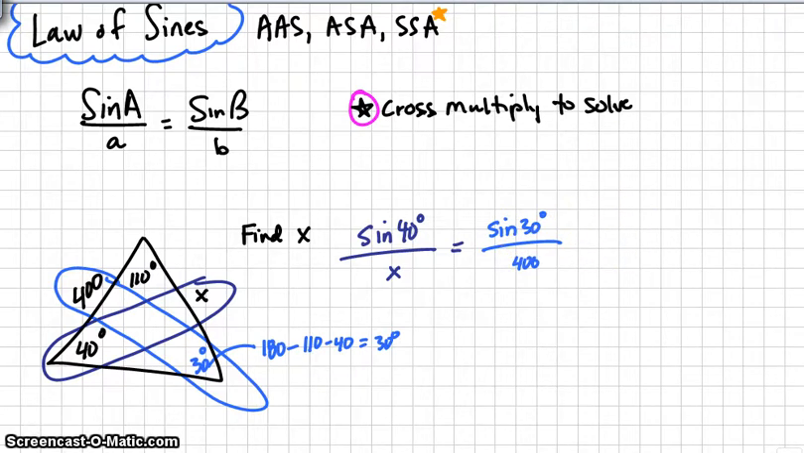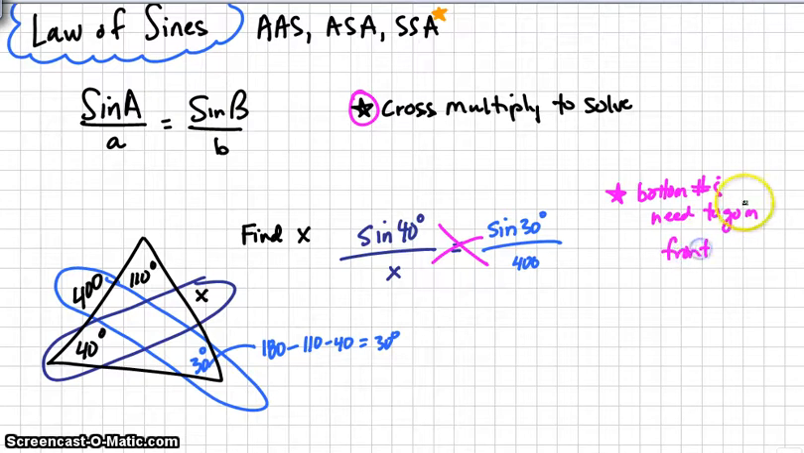So now to solve this, we will cross multiply. And when you cross multiply, it's very important to remember that the bottom numbers need to go in front. And I'll illustrate why here in just a moment.